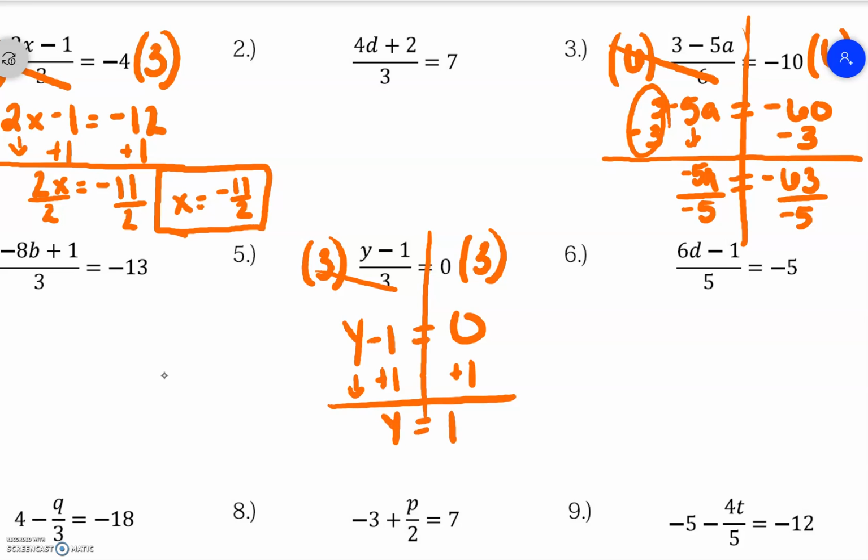Is there a third step? Right, there's not a third step. Why? Because our variable is already by itself. It has a coefficient of 1. We know it has a coefficient of 1 because we don't have a number written there.